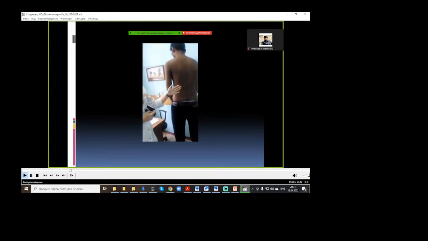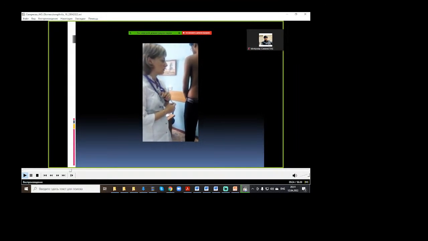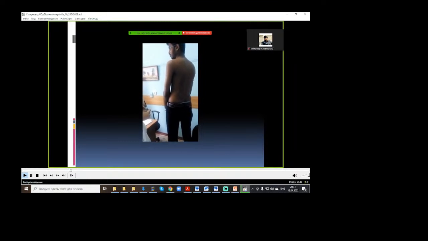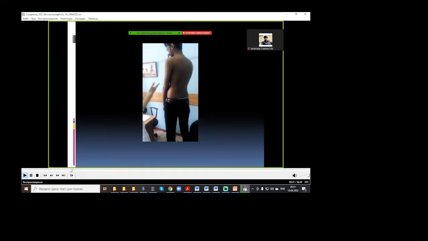So where are the left kidney and the right kidney? Is the localization the same or not? Different. The left kidney is upper. And how to find the left kidney? By the last thoracic vertebra.